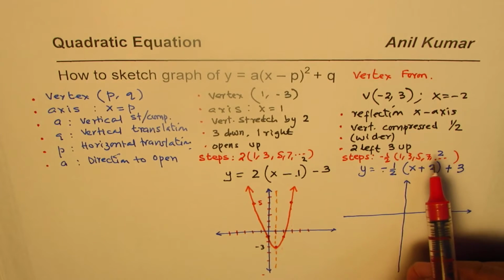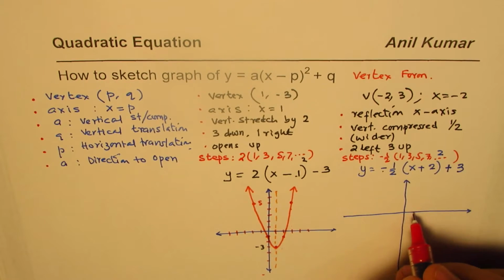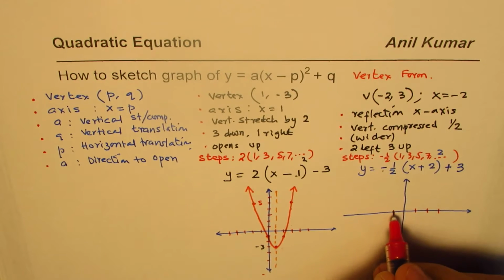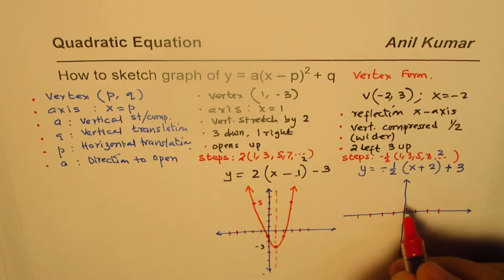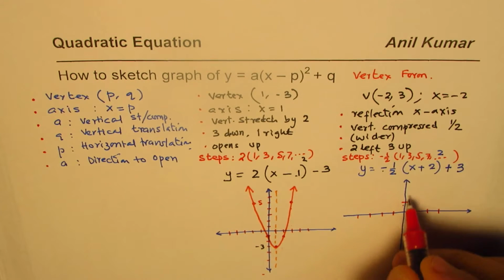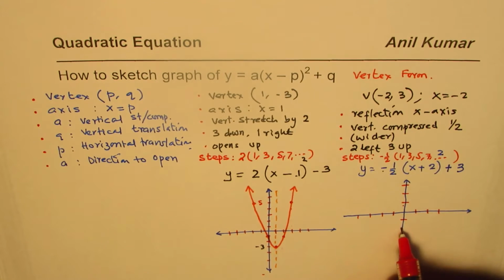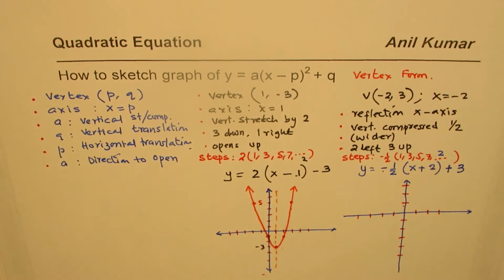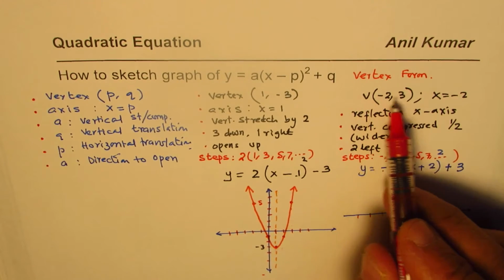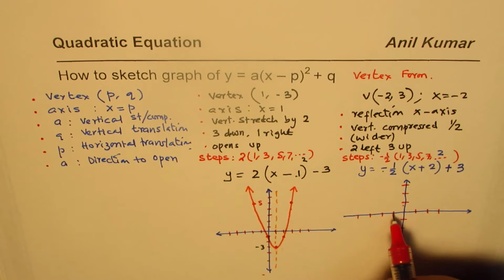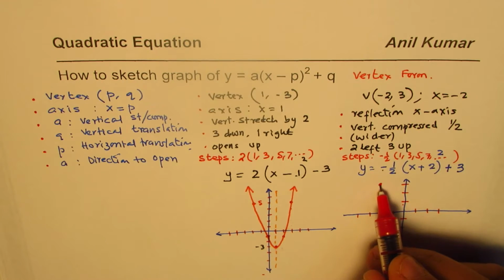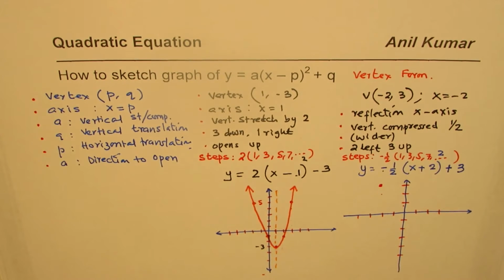We should always begin from the vertex, which is (-2, 3), right? So let's say this is the scale along the x-axis. This is on the y-axis. I'm taking it slightly wider, right? Because I have to mark half, 3.5, things like that. So you can always change your scale. Okay, vertex is (-2, 3). It really means move 2 units to the left and 3 up. 1, 2, 3. So that becomes the vertex for us, (-2, 3).